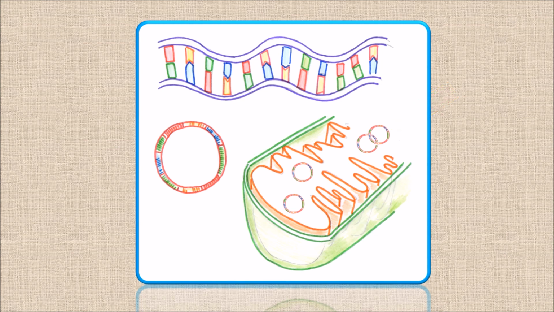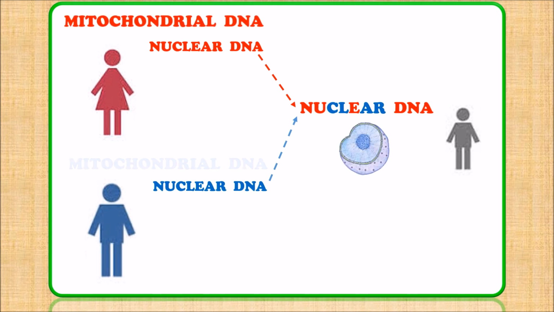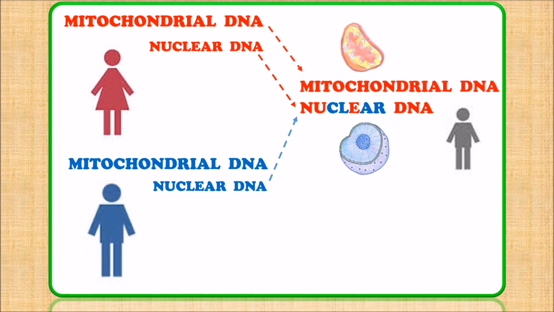The mitochondrial DNA in your body is identical to your mother's mitochondrial DNA. In fact, while our nuclear genome comes in part from our mother and in part from our father, mitochondrial DNA comes only from the mother, because after fertilization of the egg cell, all the male mitochondria are lost.